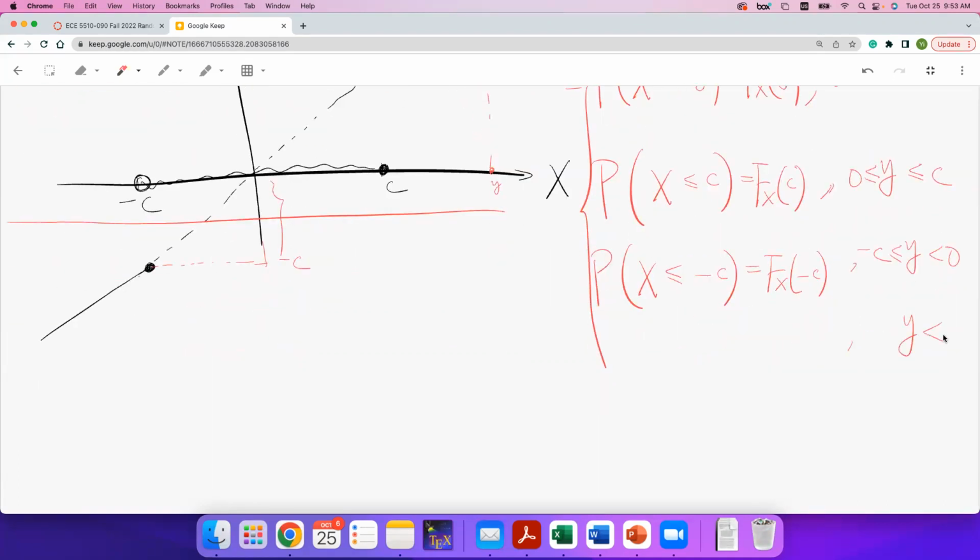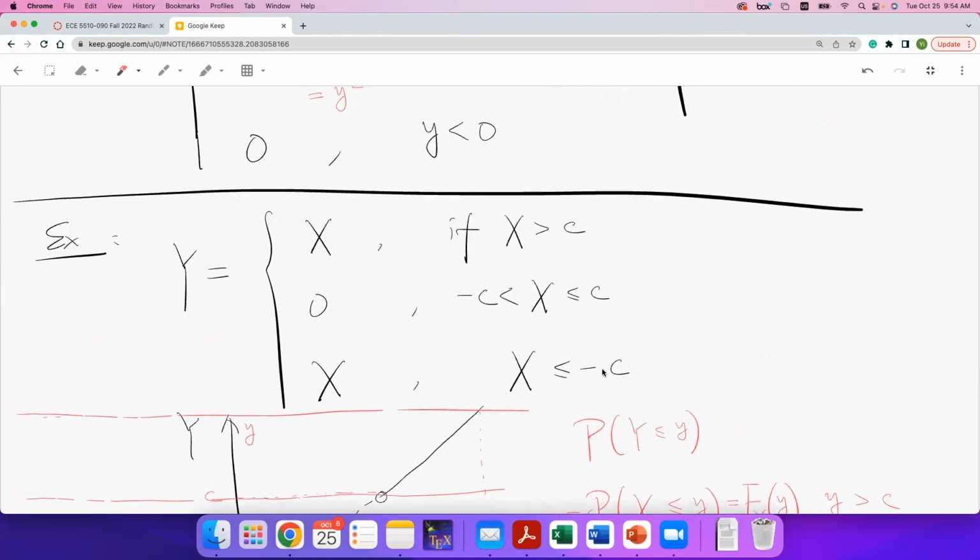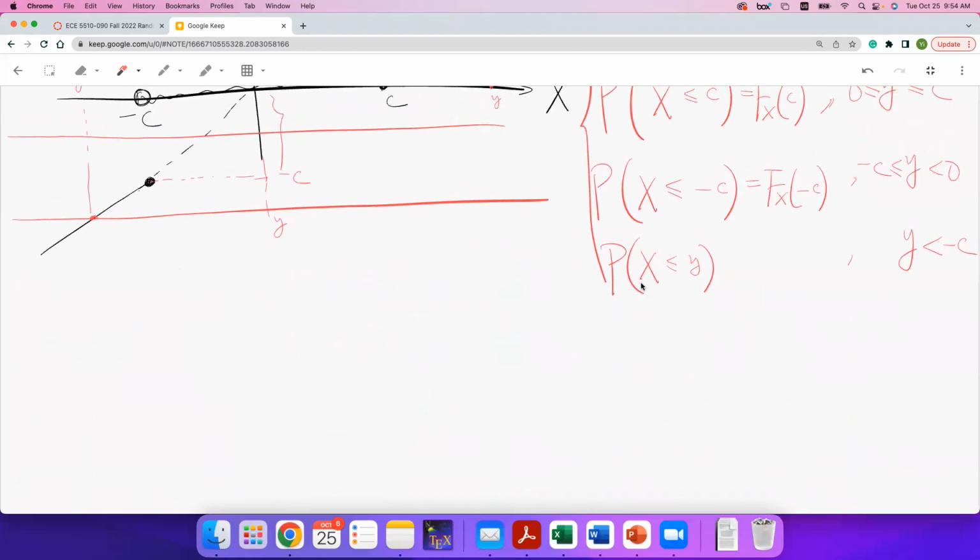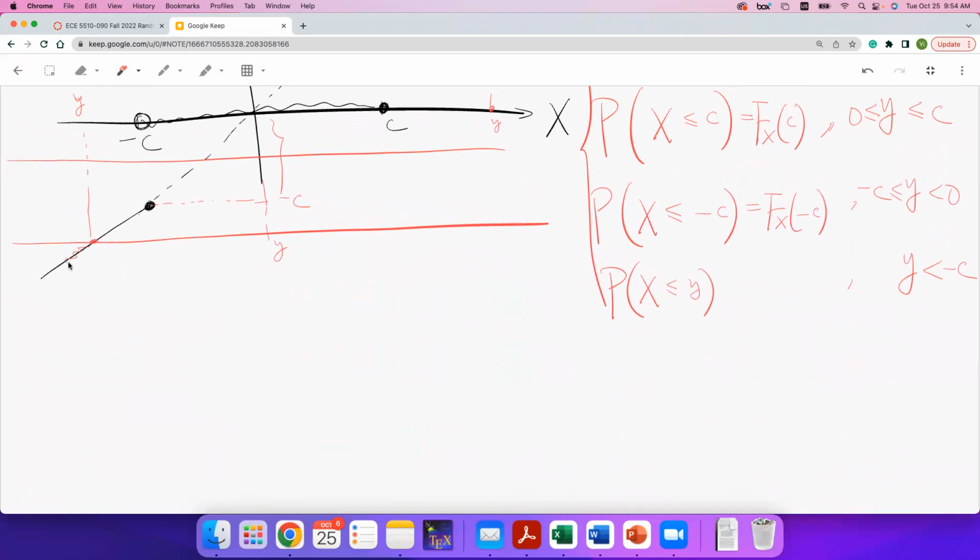Now, lastly, when y is less than negative c, meaning that this line starts to intersect with this linear part. This means x should be less than y, because the intersection point again is y. This is the curve y equals x, right? So in this case, y less than or equal to small y is equivalent to x less than or equal to small y. Okay, we need to look at this part, basically. And this gives F_Y(y).